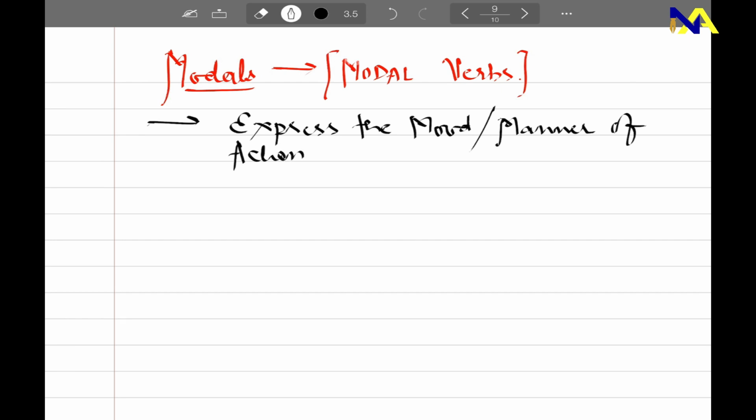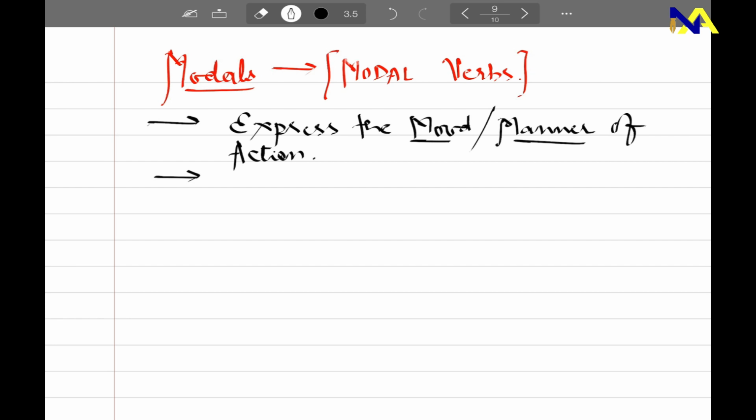What does that mean? When you use this in a sentence, you are speaking it in what manner? Like you are taking it very lightly, or are you very serious about the thing that you are speaking about? So that would be represented by the modal verbs, or they would help you to a degree in showing the necessity of the sentence, in expressing the possibility of it. Say this: it expresses the mood or manner of the action.